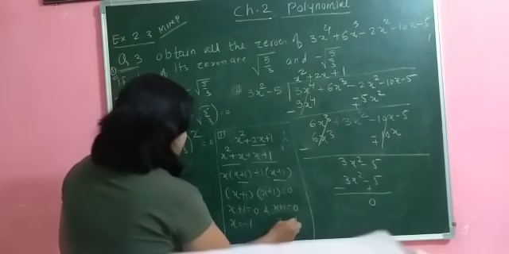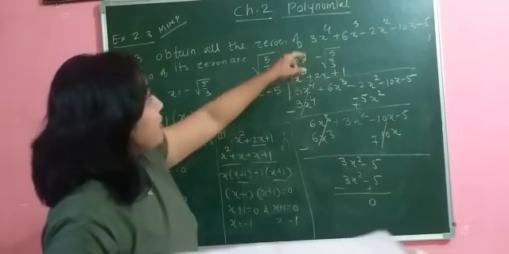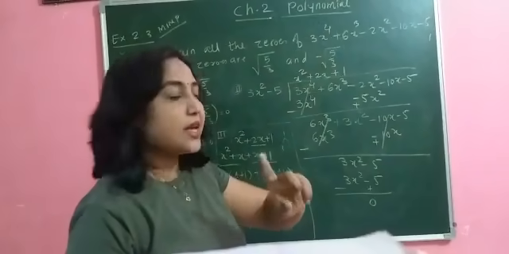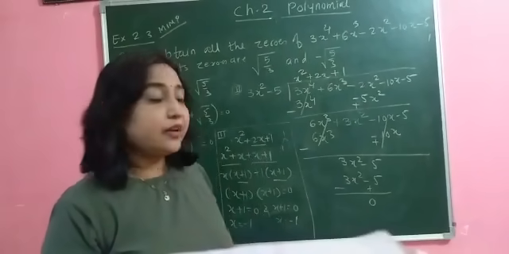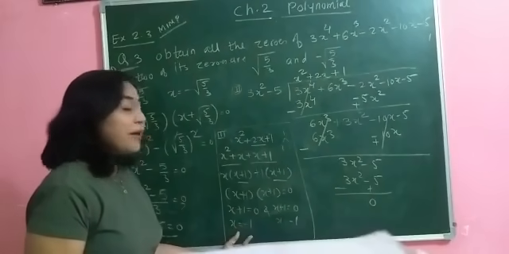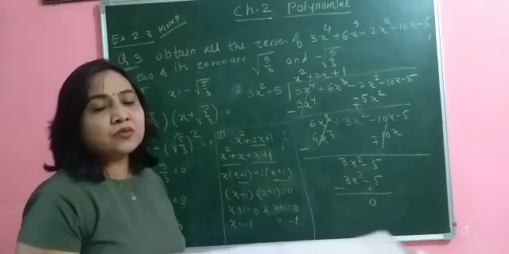So the power is 4. Two factors are given, this and this. They are saying find the other factors. So the other factors are minus 1 and minus 1.